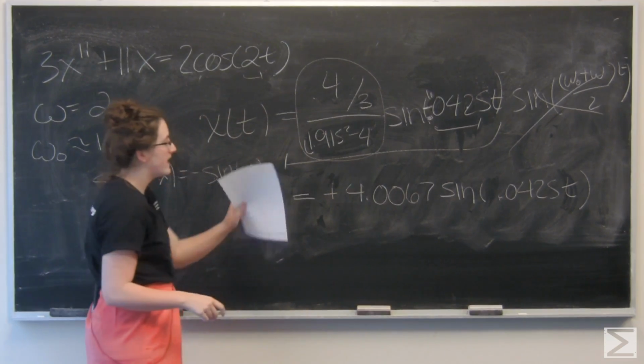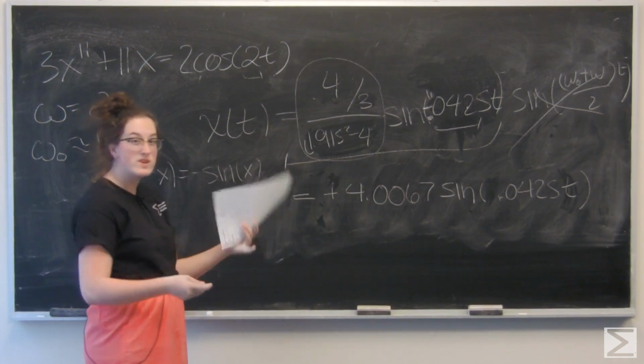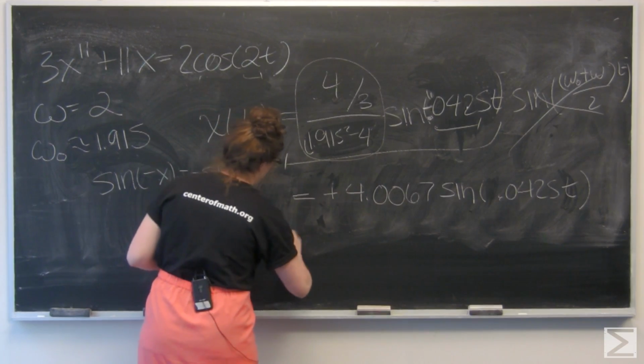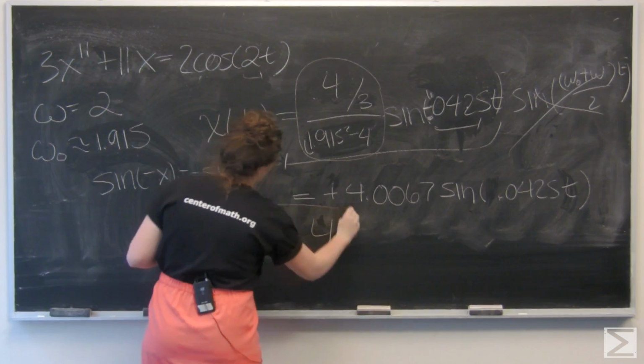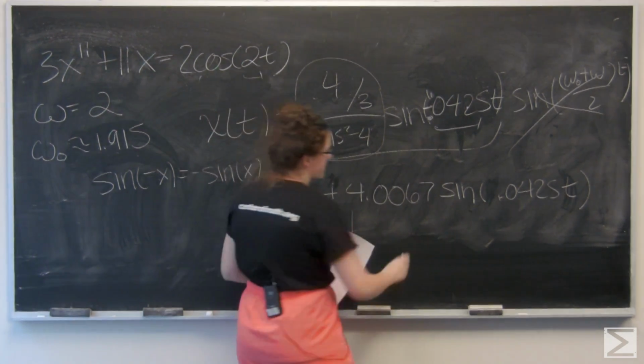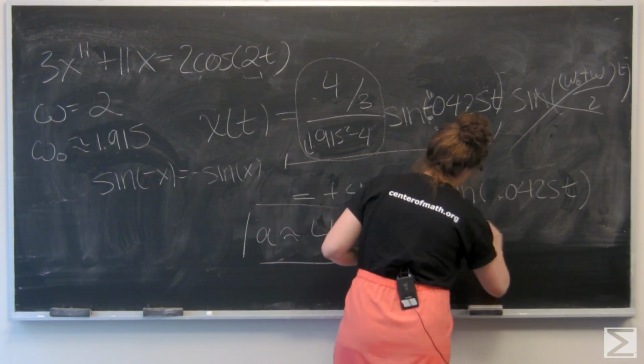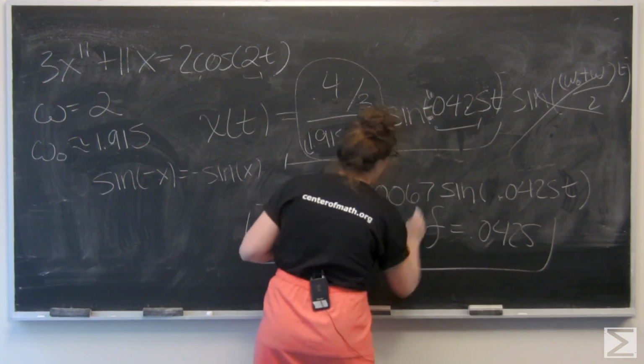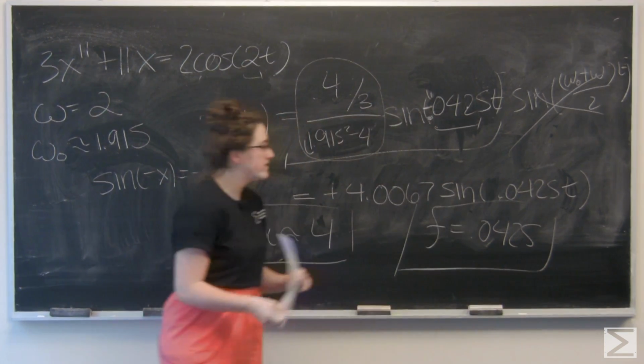So now I can identify amplitude and frequency. My amplitude is going to be approximately 4. And my frequency is going to be 0.0425. And that finishes off this question.